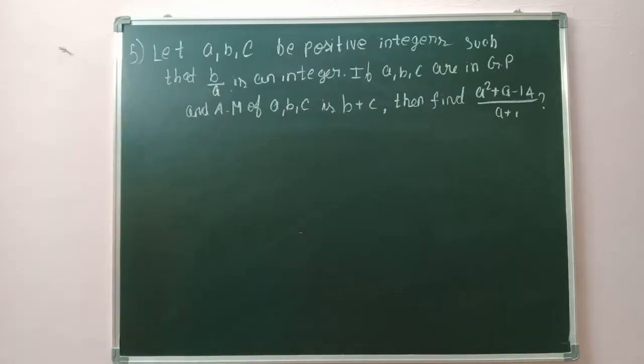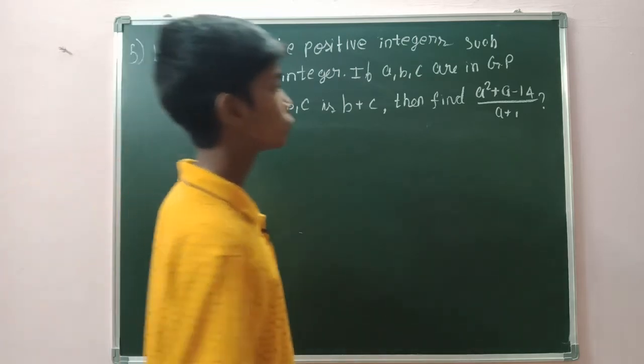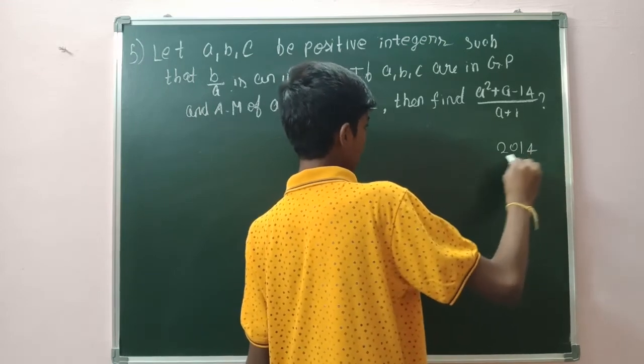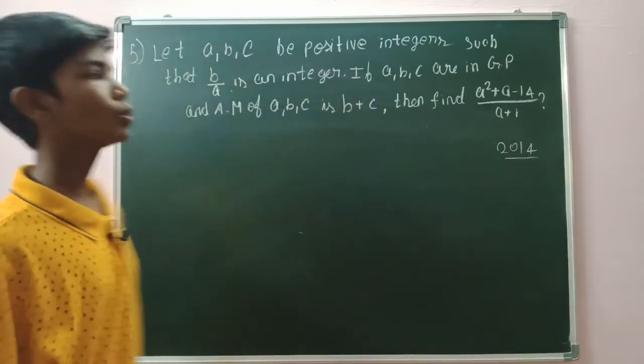Next question is, let a, b, c be positive integers such that b by a is an integer. If a, b, c are in GP and the arithmetic mean of a, b, c is b plus 2, then find the value of a square plus a minus 14 by a plus 1. And this is the JEE Advanced 2014 question. I didn't mention it anywhere.